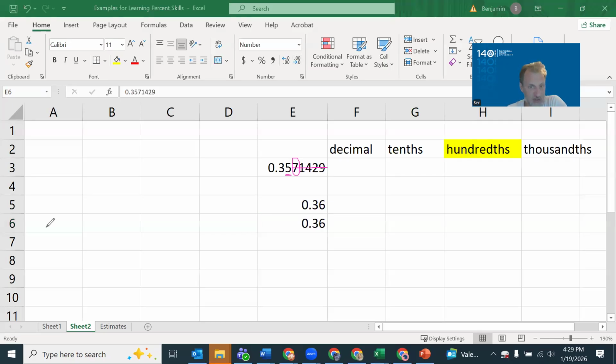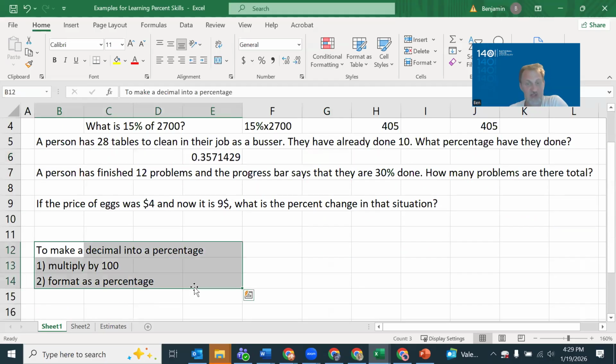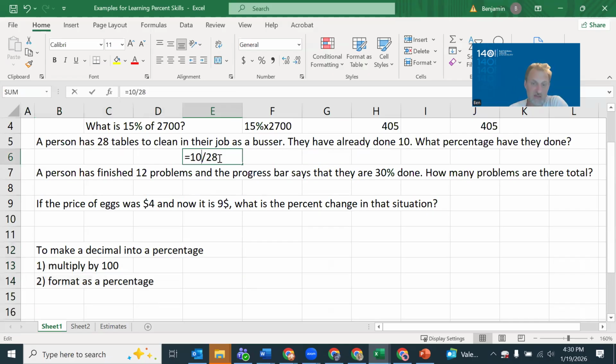And then I'm going to go back here because we're not actually done with this question. The question was what percentage. I just did the math to divide. To make a decimal into a percentage, I put the little notes down here. You either multiply it by 100 or you format it as a percentage. So I could go into this problem and just say times 100, and then this would be my percentage.